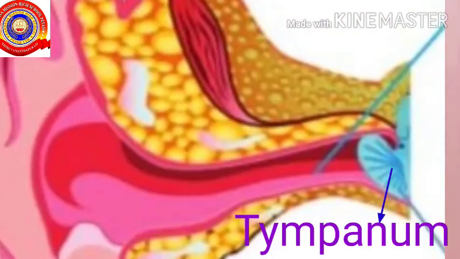Next is the tympanum. It is a thin circular membrane which separates the middle ear from the external ear. The function is it vibrates in resonance with the sound waves. That means the sound waves from the pinna reach the auditory canal, and when the sound waves reach the tympanum or eardrum, it undergoes a vibration.